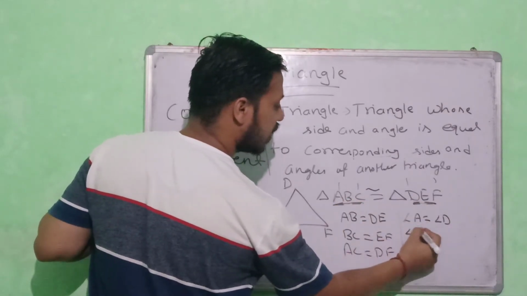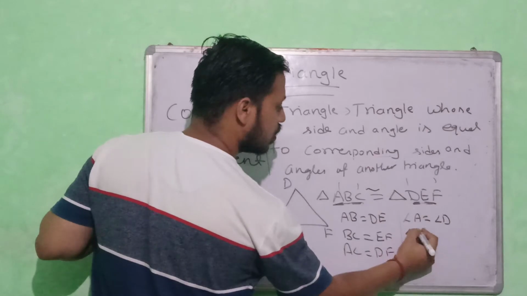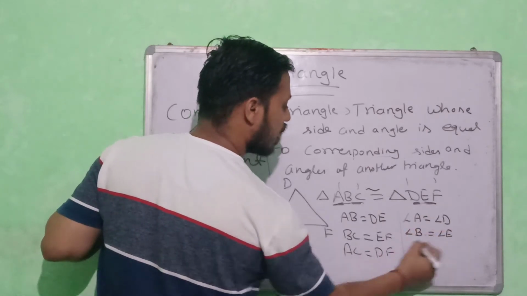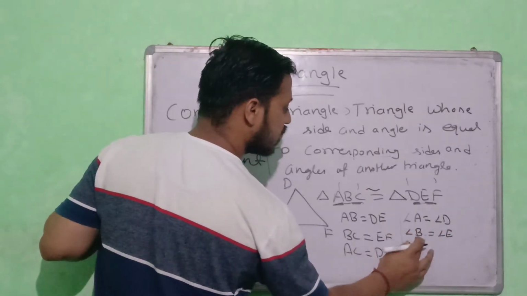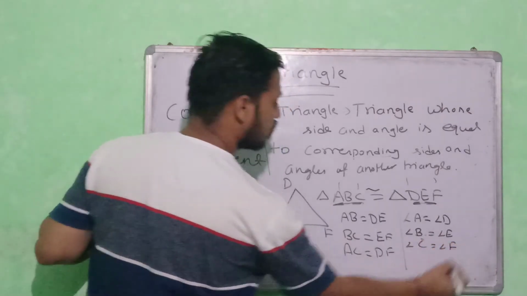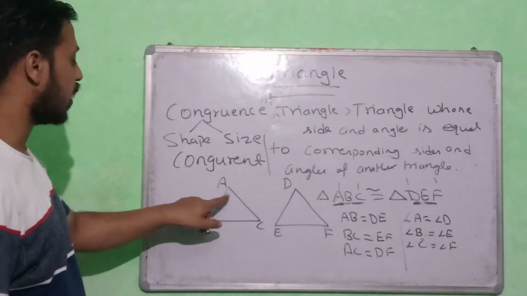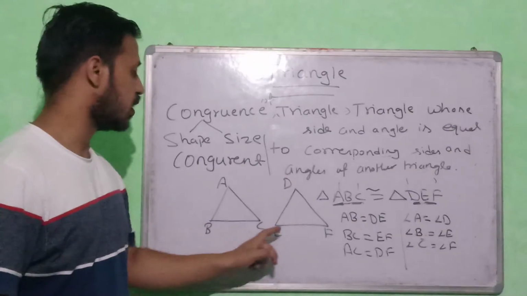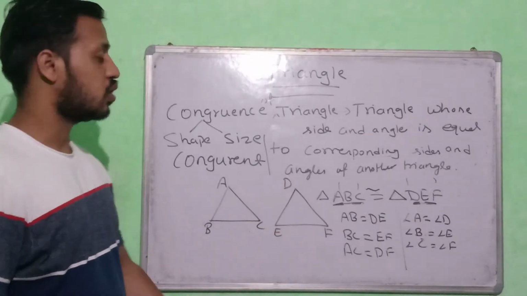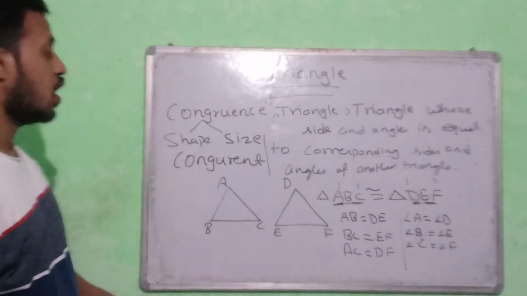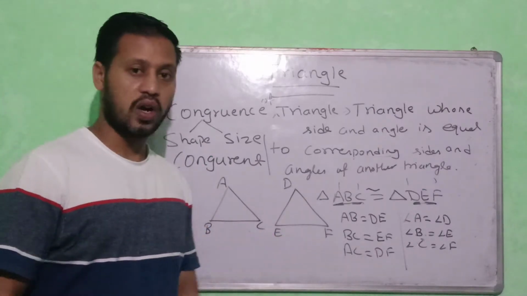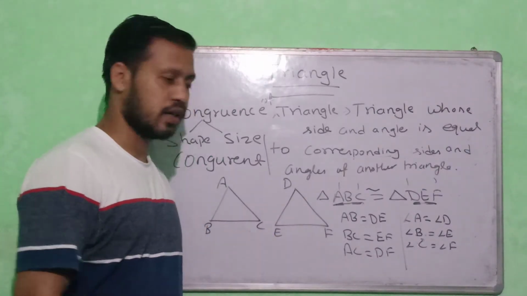In a similar way, angle B equals angle E, and angle C equals angle F. So angle A equals angle D, angle B equals angle E, and angle C equals angle F. These are the corresponding angles. This is the meaning of corresponding here.